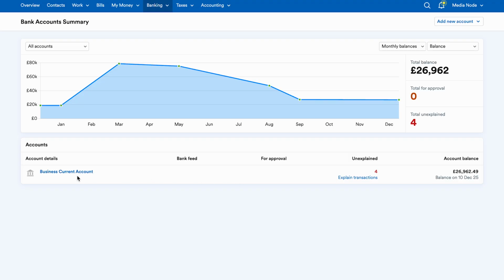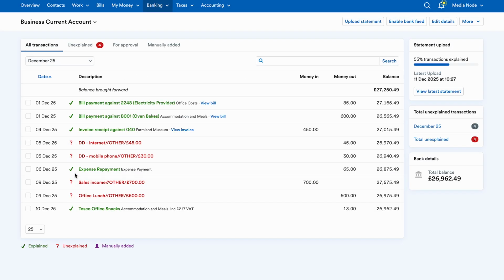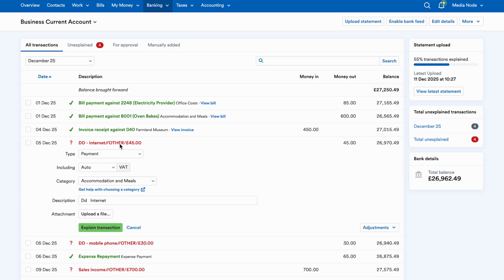Once the bank transaction has been imported into your FreeAgent account via a bank feed or uploaded from a bank statement, you'll need to explain the cost to the relevant category. Choose Payment as the type to access the cost categories.